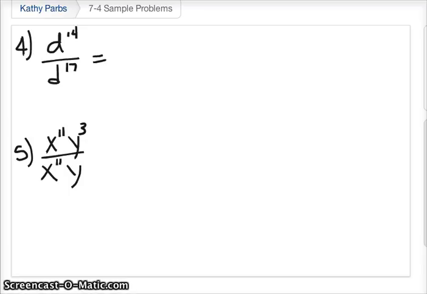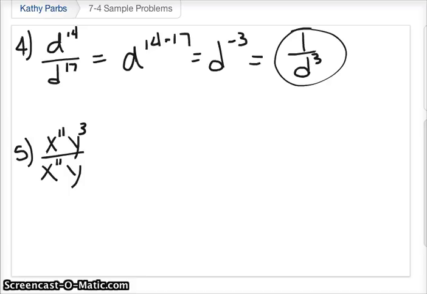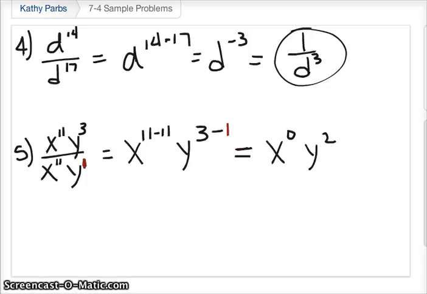Okay, in this problem we have d to the 14th divided by d to the 17th, so that would be d to the 14 minus 17, which would be d to the negative 3, and we need to simplify that to get rid of our negative exponent. In this one we have x to the 11 minus 11, y to the 3 minus, don't forget there's a 1 right here, so 11 minus 11 would be 0, 3 minus 1 would be 2, and remember x to the 0 is 1, so our simplified answer would just be y squared.